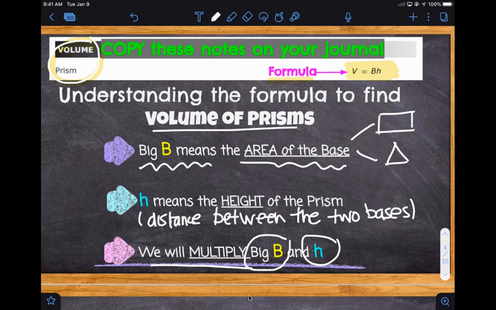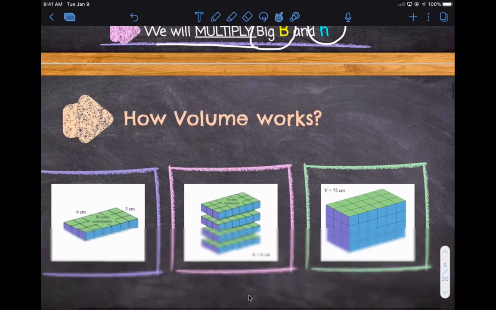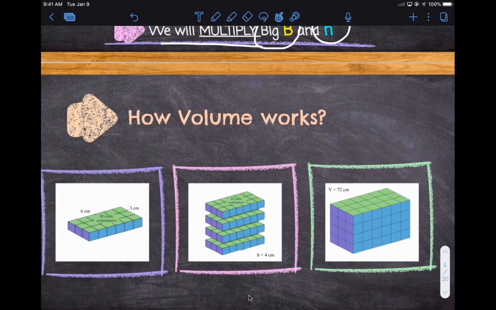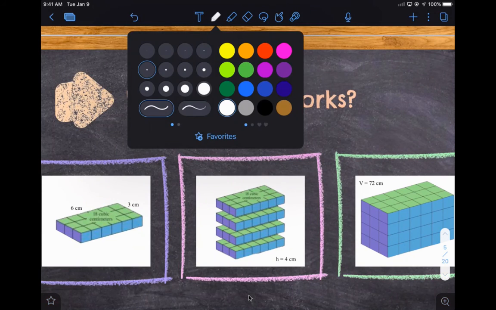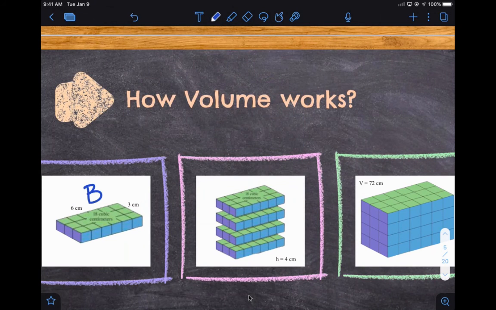Moving on, here it says how volume works. When we get the area of the base, the big B, we pretty much get the very first layer that we could assemble of little cubes inside of the 3D figure. So this will be the big B. 6 times 3, we would have here 18 cubic centimeters. That's the very bottom layer.